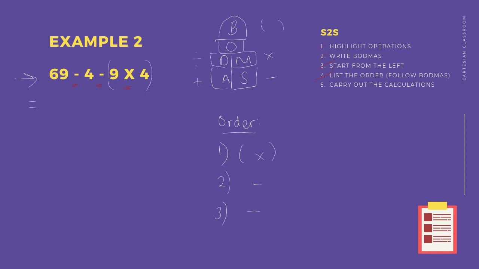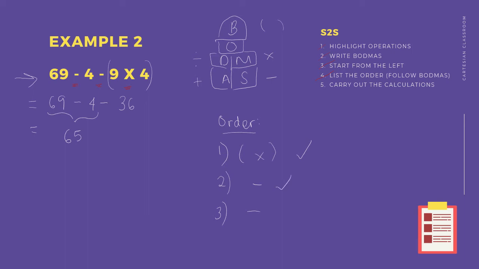Whatever you do first, you need to do the ones in the bracket or the ones on top first. So these numbers, they just go down. 69 minus 4 minus, what is 9 times 4? 9 times 4 is 36. So we have done the first order. The second order is 69 minus 4. What is 69 minus 4? 69 minus 4 is 65. So that is the second order.